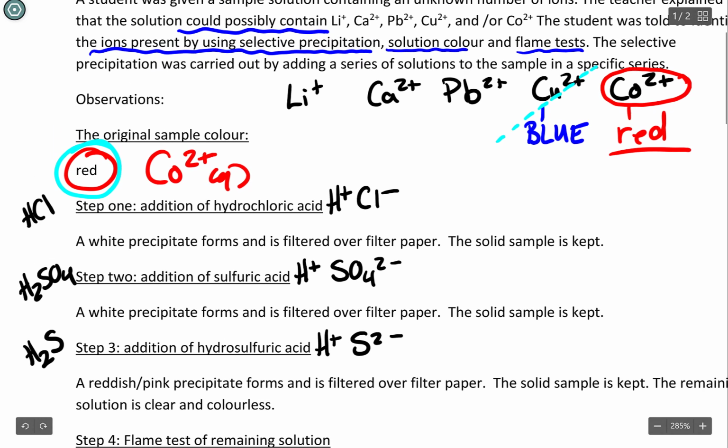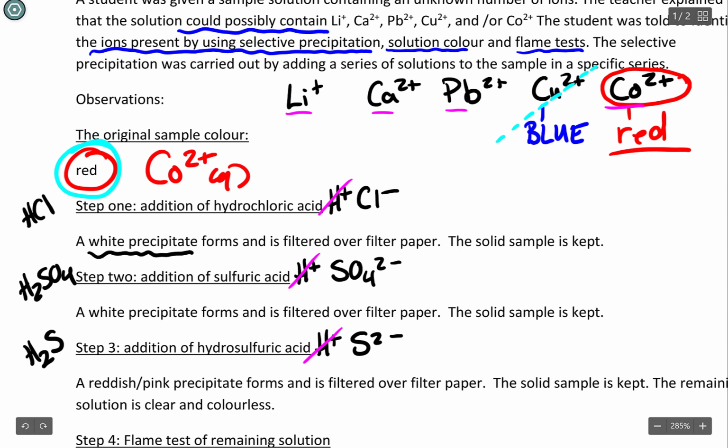Now, because this question is dealing only with cations, so the lithium, calcium, lead, copper, cobalt, I don't care about the hydrogen ion. It doesn't matter to me, because those positive ions are only going to form a precipitate with something which has a negative charge. So let's look at the first one here. It says, a white precipitate forms and is filtered over the filter paper, and the solid is kept. So I have a white precipitate forming.